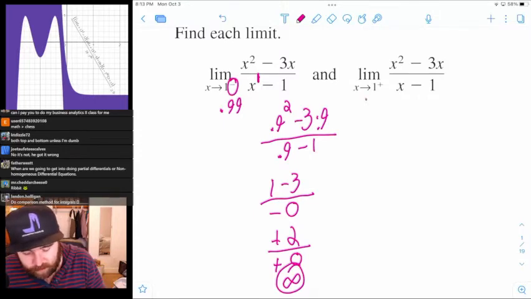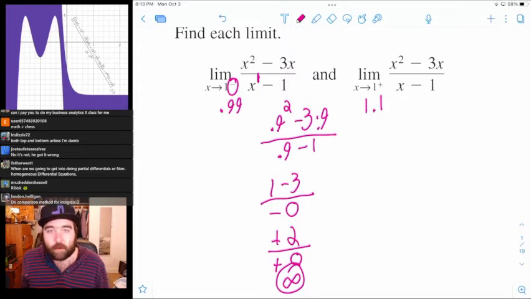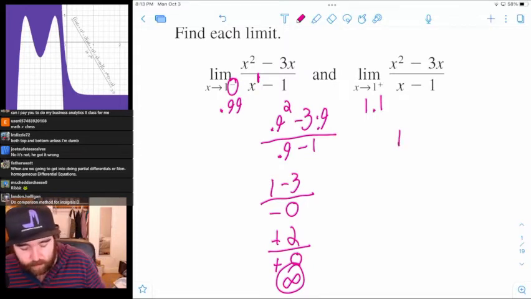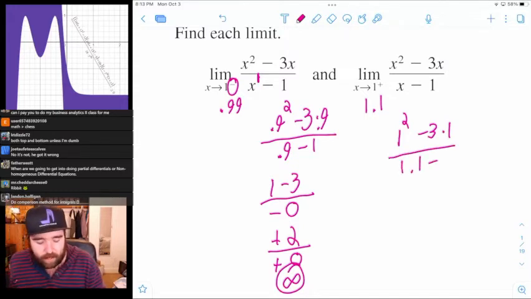So here we're going to plug in a number just bigger than 1. So basically 1, but a little bit bigger than 1. And what's going to happen there? We have the same thing on the top, actually. Basically 1 squared minus 3 times basically 1 over basically 1 minus 1.